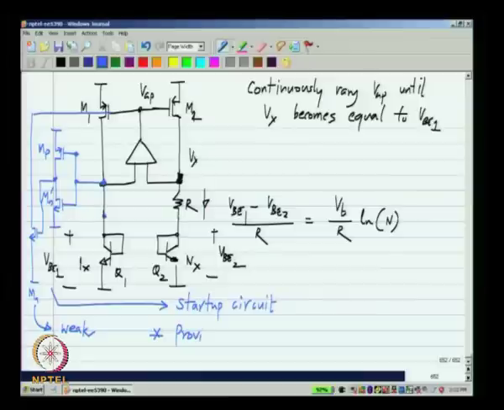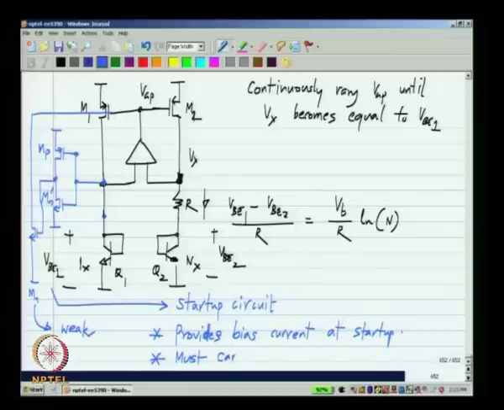It provides some bias current at startup. This is to ensure that you do not get stuck with the 0 operating point, and it must drop out of the picture, that is, it must carry negligible current after startup. So, that is the role of a startup circuit.